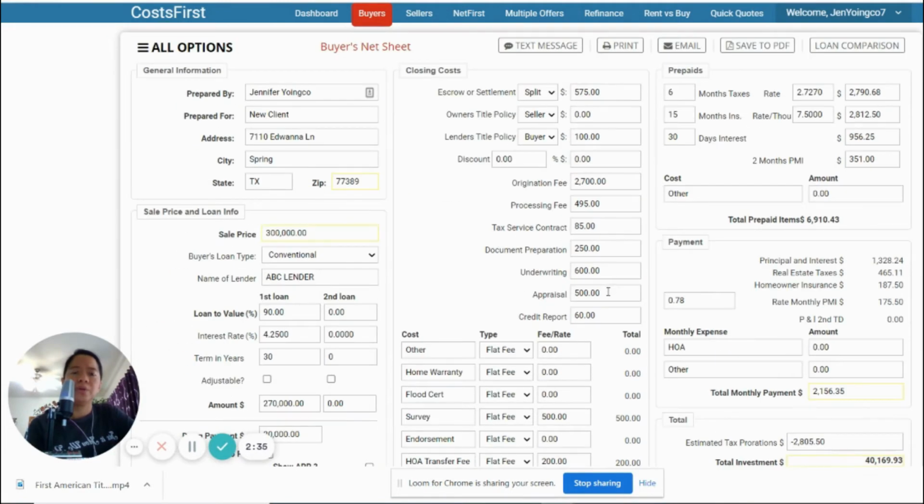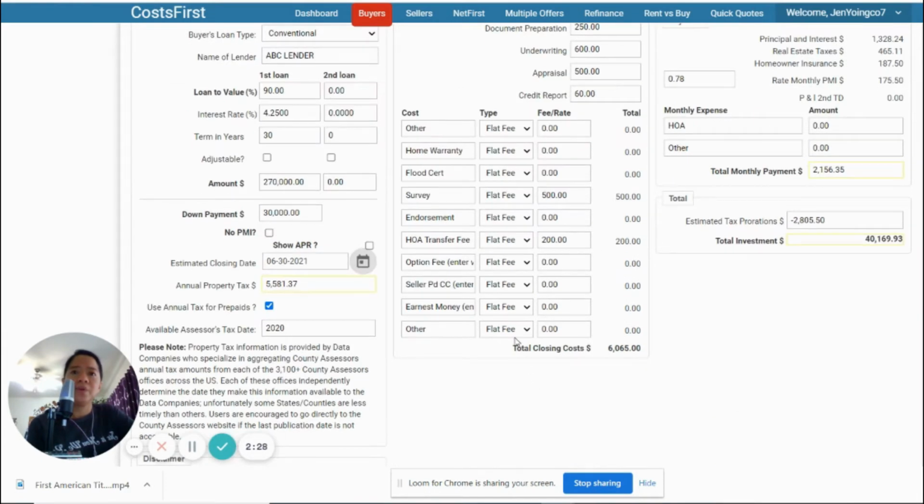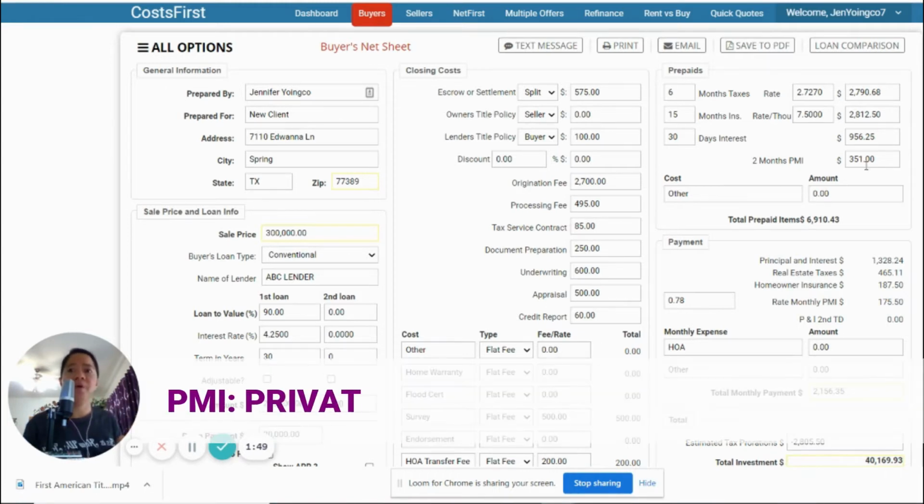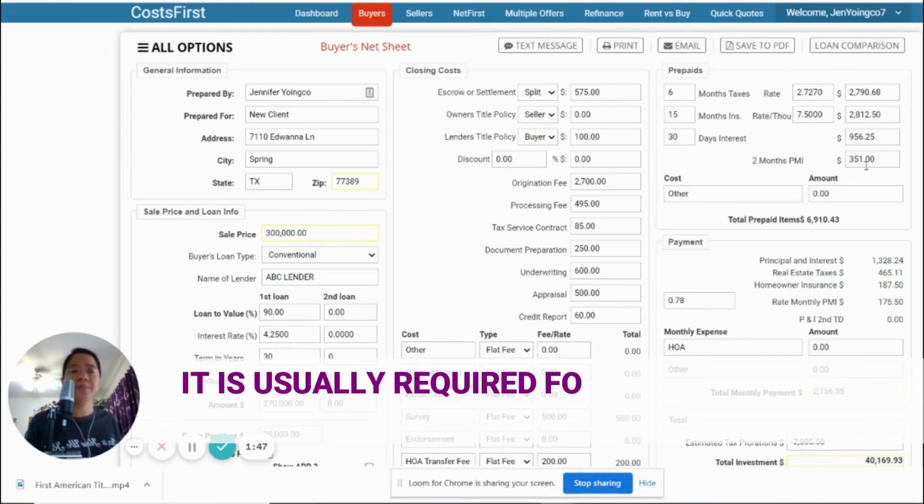Typically, the lender will charge for appraisal because you need an appraisal when you get a loan. And there are times also that this is buyer specific. You'll have to pay for HOA transfer fee, and sometimes you'll have to pay for a home warranty, but it depends. Usually sellers can assist in that. There are also prepaids here, 6 months taxes. Let's say if the tax rate of a particular property is 2.727, then it will calculate that for you. 15 months insurance is the home insurance, and 30 days interest. At the same time, it will also charge for PMI, private mortgage insurance, because you're not putting in 20%.